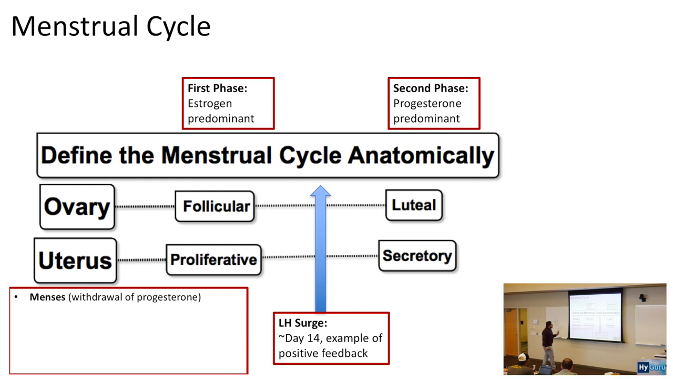The second phase of the menstrual cycle, as defined by the ovary, is called the luteal phase because it's corpus luteum. What does corpus luteum secrete? Progesterone. And the second phase of the menstrual cycle, as defined by the uterus, is going to be secretory. Think about it anatomically and you won't get confused. The key thing that USMLE wants you to know: we talk a lot about negative feedback, but what's an example in our body of positive feedback?